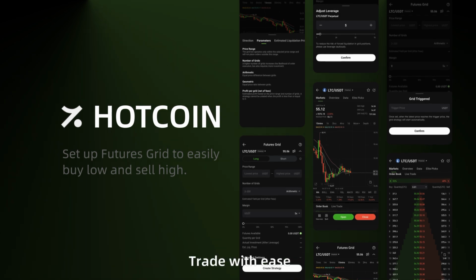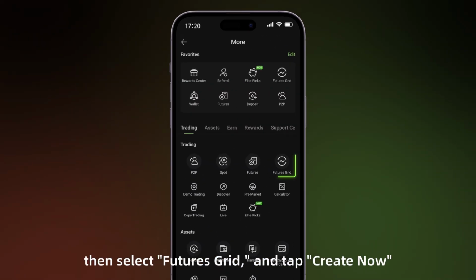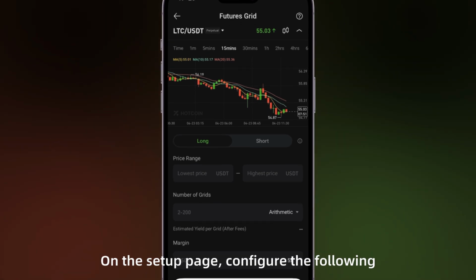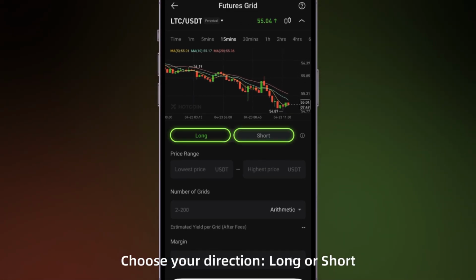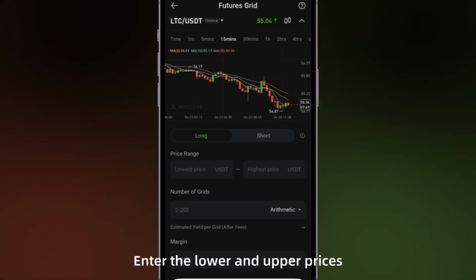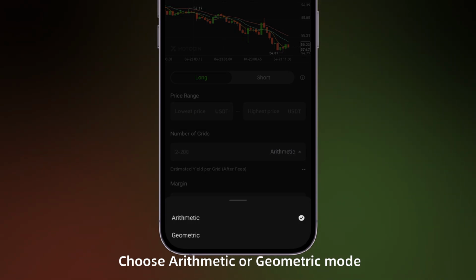Trade with ease. Open the Hotcoin app, go to the homepage, tap More, then select Futures Grid and tap Create Now. On the Setup page, configure the following. Choose your direction, long or short. Set your price range. Enter the lower and upper prices. Select the number of grids. Choose arithmetic or geometric mode.